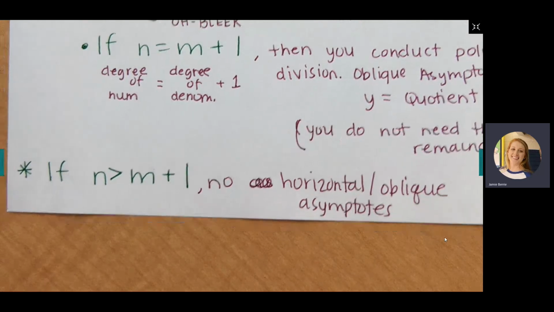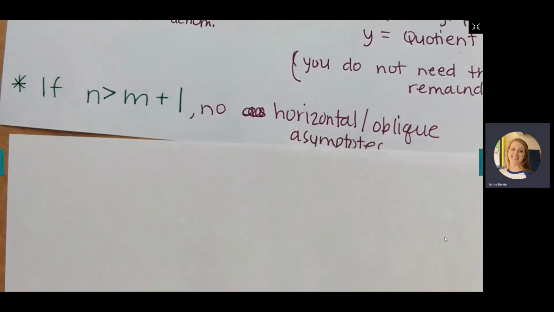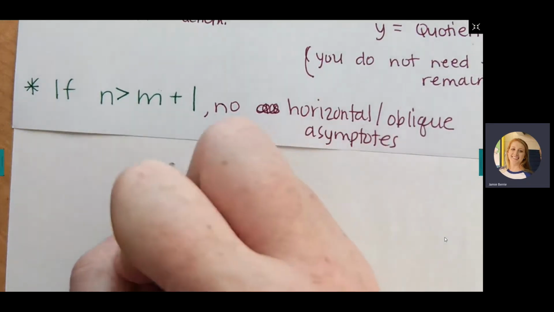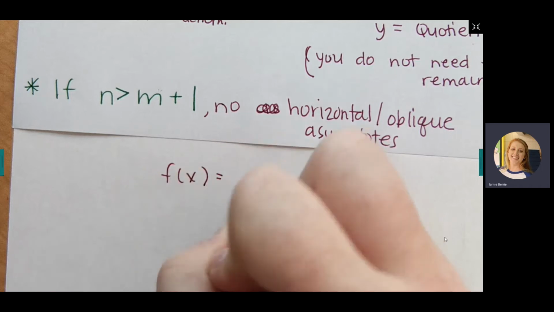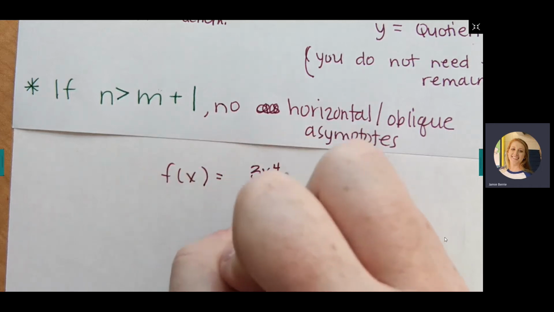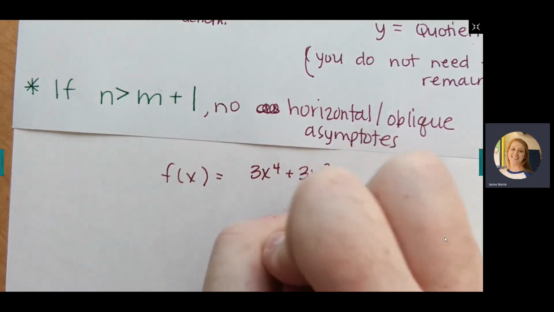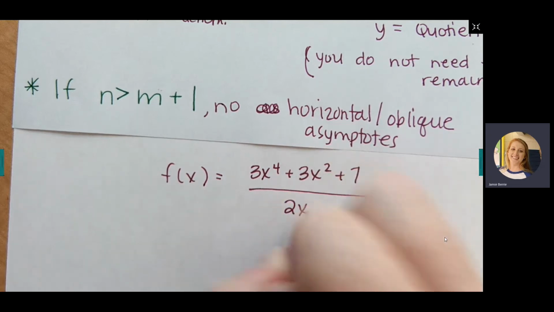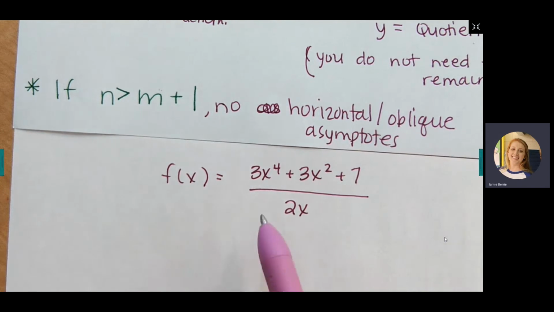So let me show you what that situation would look like. Say you had a function like f of x equals 3x to the 4th plus 3x squared plus 7 over 2x. All right, so here, what's the degree of the top?